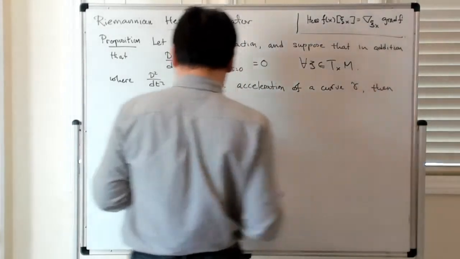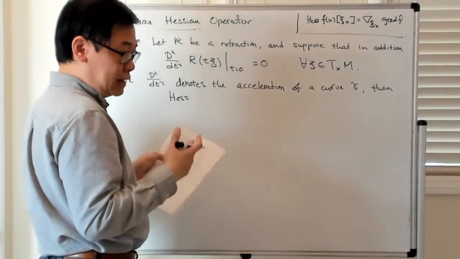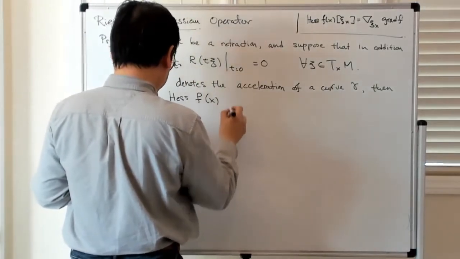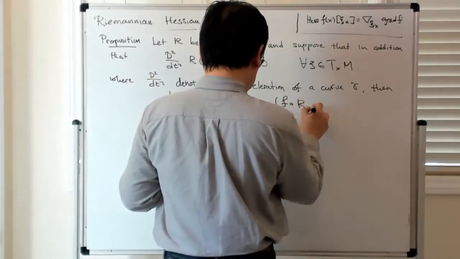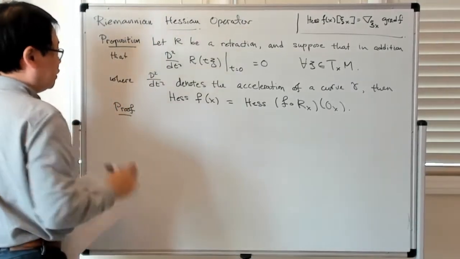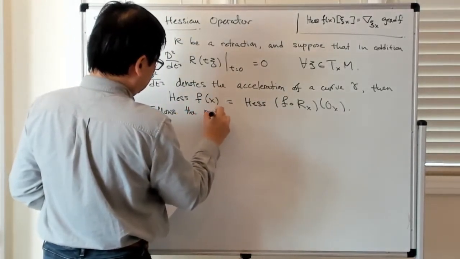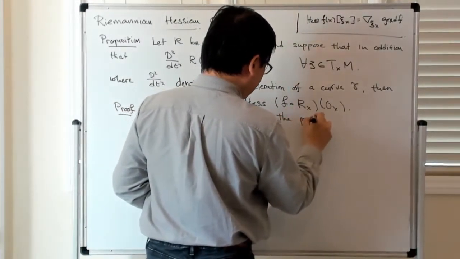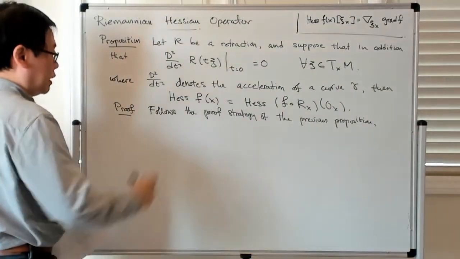Then the following is true. The property which held involving the relationship between the Riemannian Hessian operator and the classical Hessian operator involving exponentials also holds true for this retraction. So this is equal to the classical Hessian of this function at the point 0_x. The proof is essentially the same as the previous proposition, so it follows the proof strategy of the previous proposition, where you replace the exponential of x by this R_x throughout.